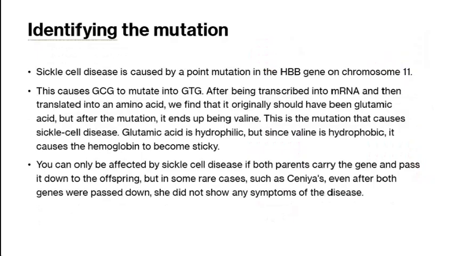Identifying the mutation. Sickle cell disease is caused by a point mutation in the HBB gene on chromosome 11. This causes GCG to mutate into GTG in DNA, basically changing cytosine to thymine. After this, it gets transcribed into mRNA and then translated into an amino acid. We find that it originally should have been glutamic acid prior to the mutation, but after the mutation, it ends up being valine. This is the mutation that causes sickle cell disease.